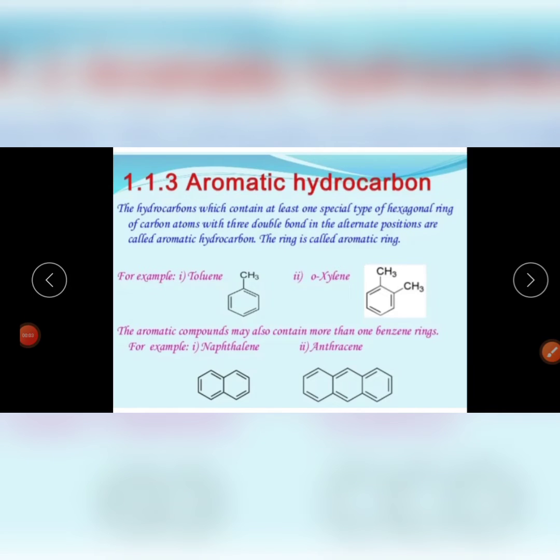And the next is aromatic hydrocarbons, which are those hydrocarbons that contain at least one special type of hexagonal ring of 6 carbon atoms with 3 double bonds in alternate positions, and basically this ring is called the benzene ring. As we can see on this slide, this particular ring is known as the benzene ring, and this whole molecule is toluene, which has a methyl group on the benzene ring. Similarly, we have the naphthalene molecule, which consists of how many rings? 1 and 2 benzene rings. Similarly, for anthracene, we have 3 benzene rings. So all these compounds which contain at least one benzene ring are termed aromatic hydrocarbons.